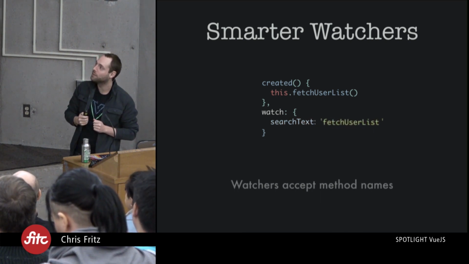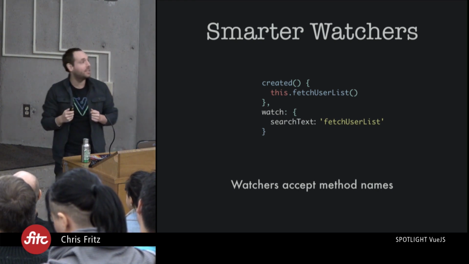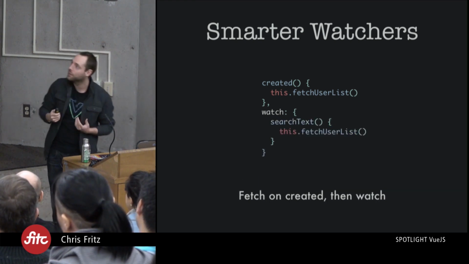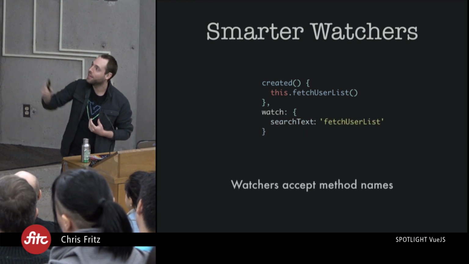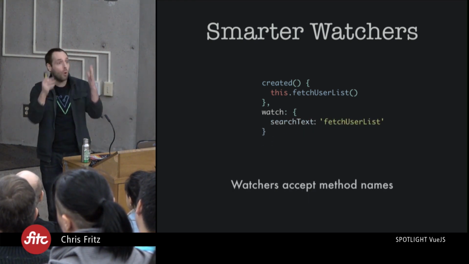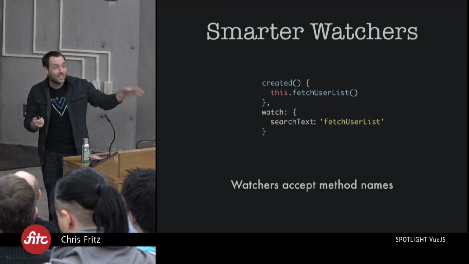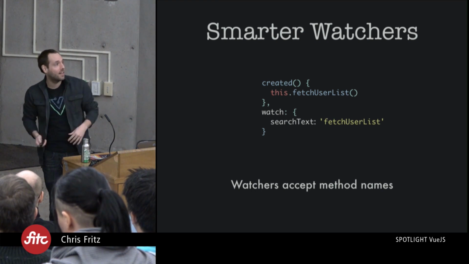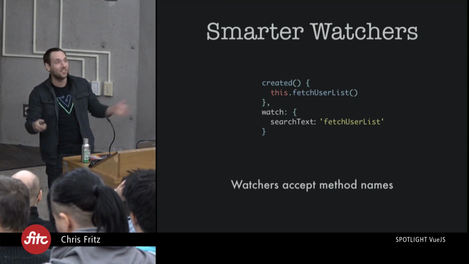And the first one is that watchers can actually take a string as a value instead of a function. And that string is just the name of the one method that you want to call whenever that happens. A lot of people don't know that. It's something that's easy to skip over in the docs. And there was once upon a time when we didn't document it as clearly, which has now been fixed.